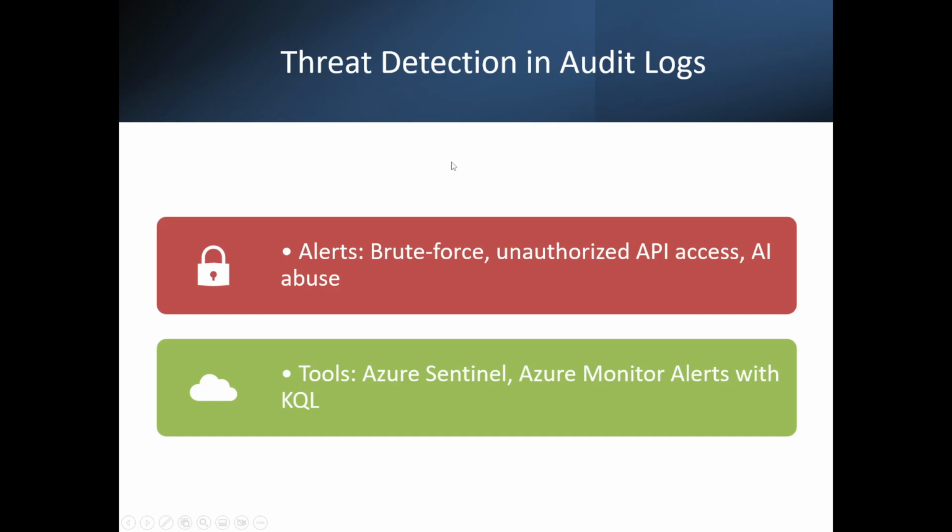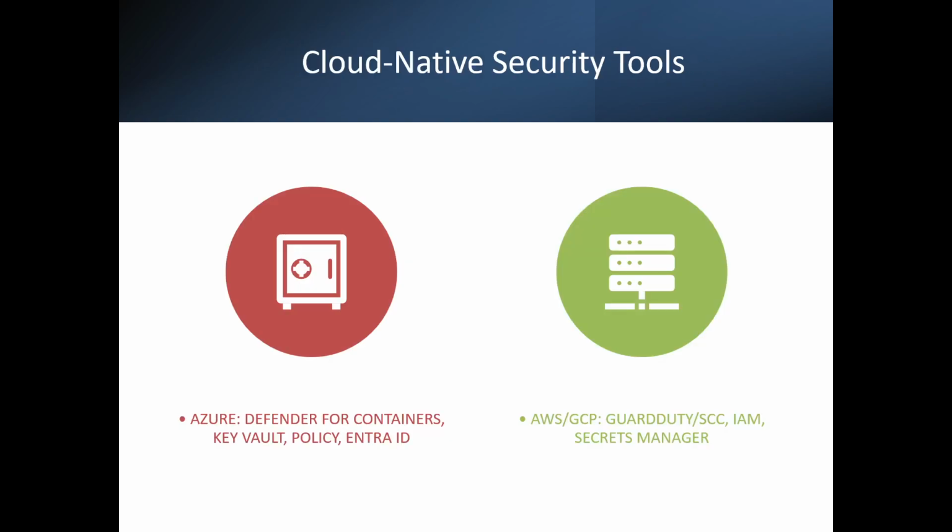We can handle threat detection by defining alert rules on Azure Monitor and correlating them in Azure Sentinel. For example, we can detect brute force attempts from multiple failed logins in a short time, or trigger an alert if an access token is used from a suspicious region. We have done this in our previous labs also. And after that, it would be cloud native security tools.